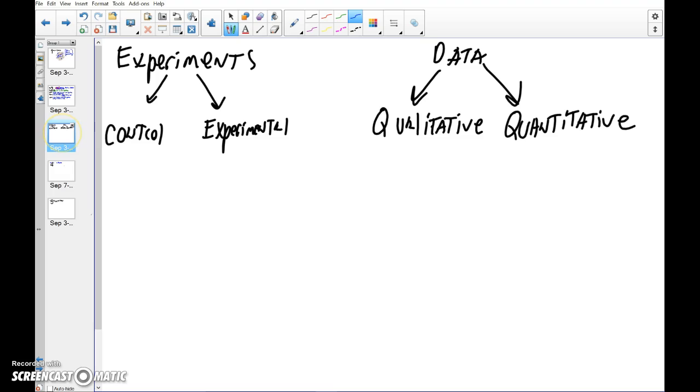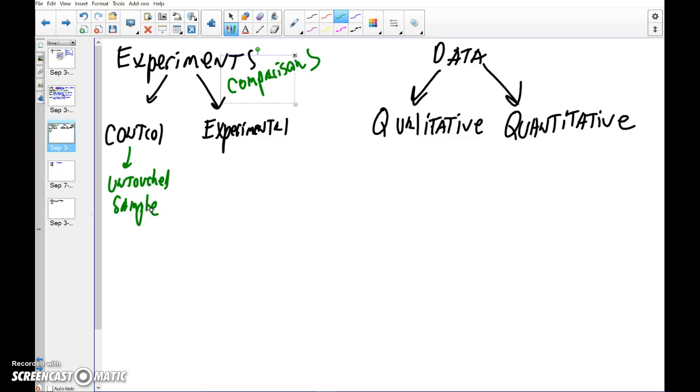All right. So let's get into a little bit of detail here. You'll notice on this slide I have two key ideas. I have experiments and data. So let's talk about experiments. We mentioned earlier that experiments are comparisons. Okay, experiments are comparisons. So the control in an experiment is sort of your untouched sample.